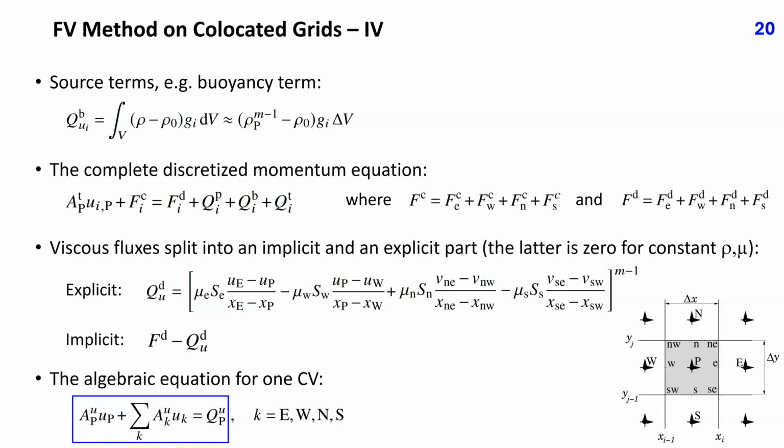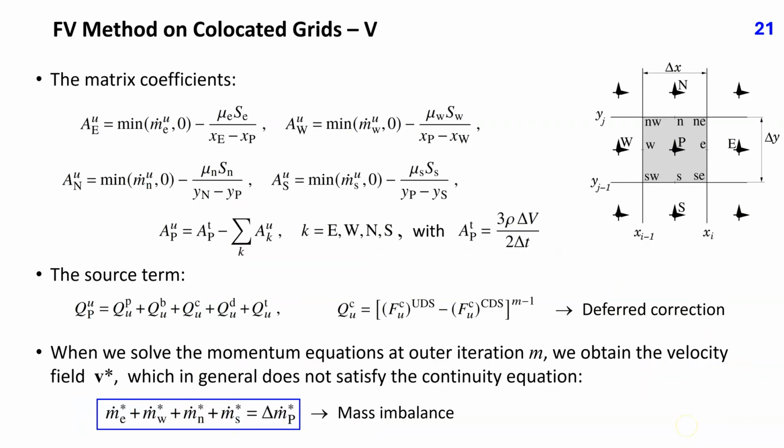Viscous fluxes are split into an implicit part, which looks the same as diffusion flux in the generic equation, and the extra part, whose net effect is zero when fluid properties are constant. For this reason, it is treated explicitly, that is, computed with values from previous outer iteration and moved to the right-hand side of the algebraic equation. Once everything has been sorted out, the usual form of an algebraic equation is obtained where subscript k runs over immediate neighbor cell center locations, east, north, west, and south. The matrix coefficients are the same for all velocity components.